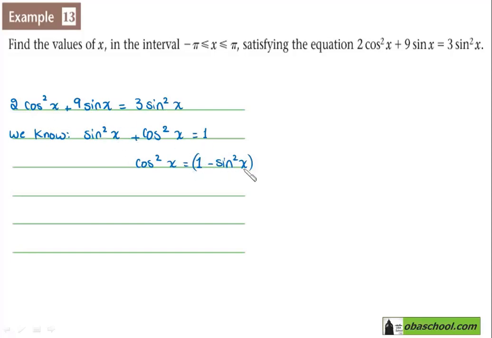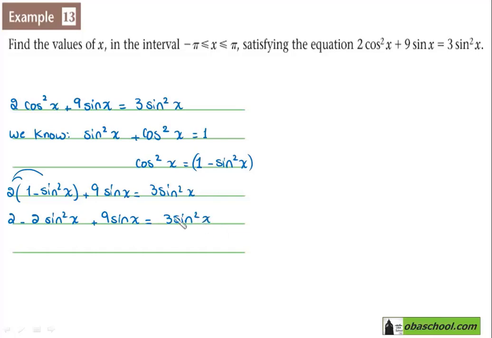Therefore, 2 multiplied by 1 minus sine squared x, and we continue writing the equation as it is above, equals 3 sine squared x. Okay. Now we need to expand. 2 minus 2 sine squared x plus 9 sine x equals 3 sine squared x.